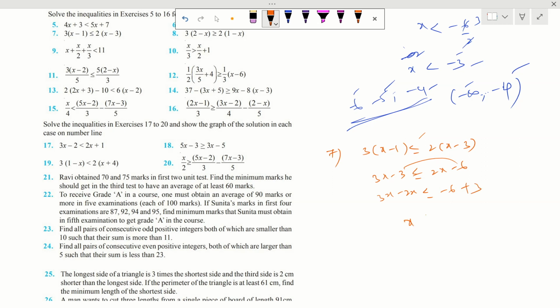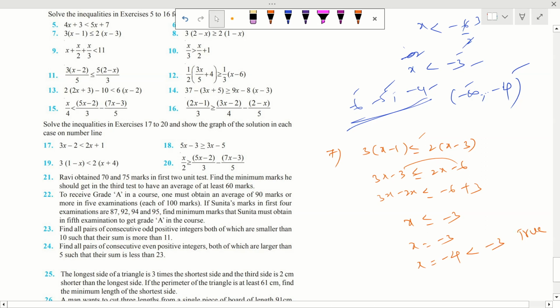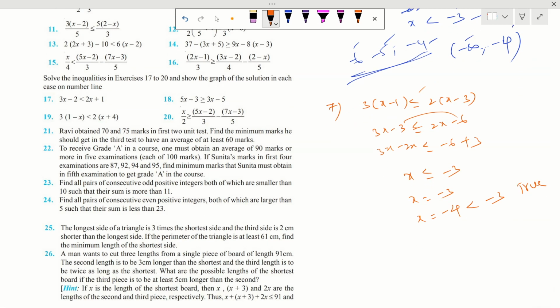3x minus 2x is x less than or equal to, and here minus 3 we are having. x is less than or equal to minus 3 means what? If we put the value x equal to minus 4, minus 4 is less than minus 3, right? It is less than minus 3, it's satisfied, the statement is true. And if we take minus 2, minus 2 is not less than minus 3, right? This is false.